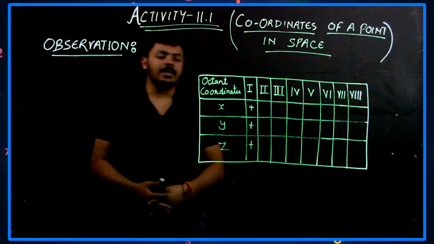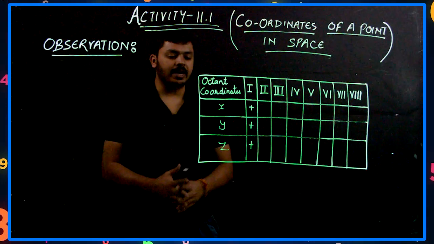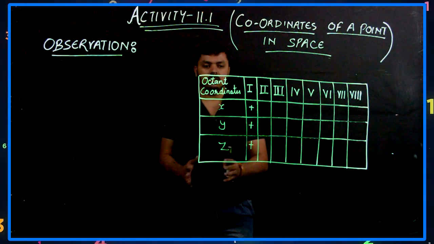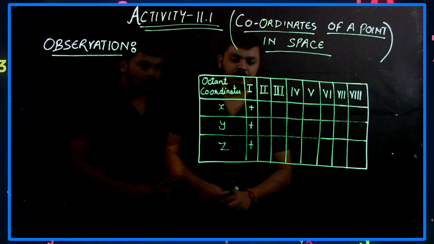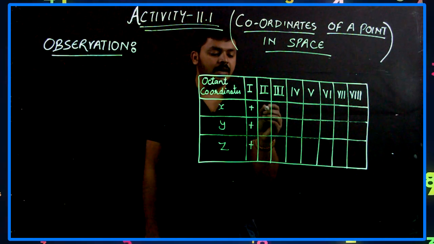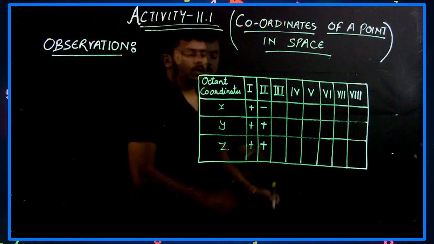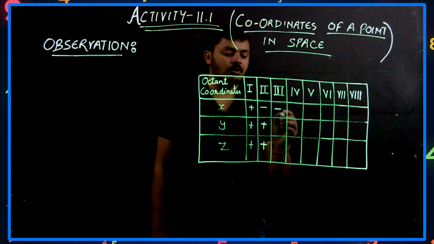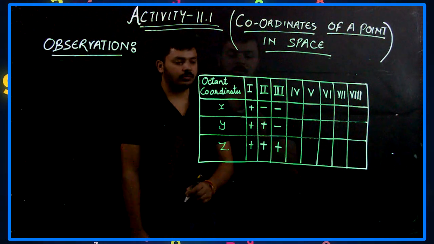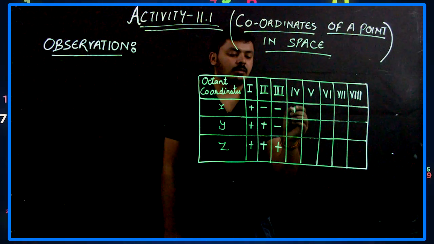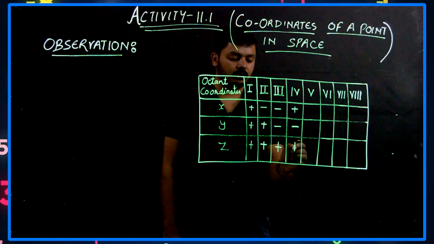So students, you can see here, this is the observation table that tells us whether the values of x, y and z are positive or negative in all the 8 octants. In the first octant, the values of x, y and z are positive. In the second octant, the value of x is negative, and y and z are positive. In the third octant, x and y are negative, whereas z is positive. In the fourth octant, x is positive, y is negative, and z is positive.